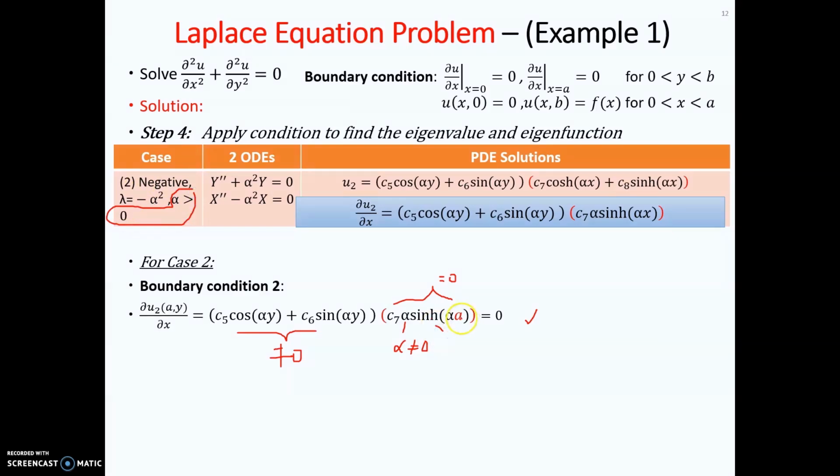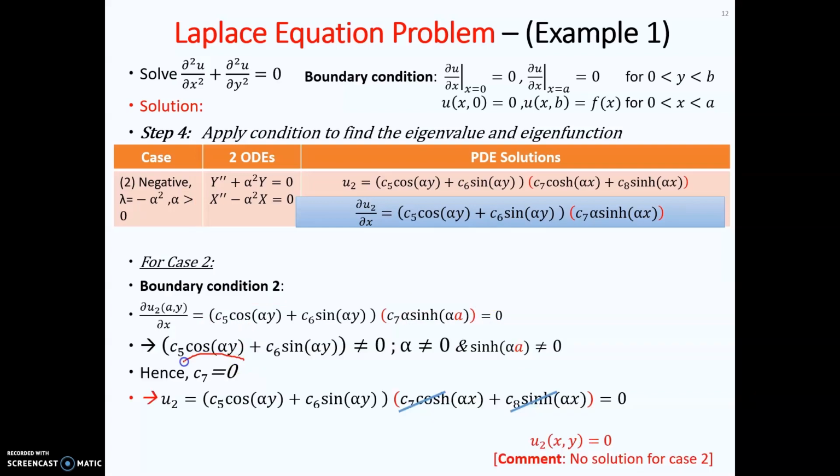Hyperbolic sine alpha a here is not equal to 0 as well, because alpha is greater than 0. a is the length for the x-axis here, so when you multiply alpha with a, it will still be greater than 0. And we know that hyperbolic sine for a positive number will always be greater than 0. It's not equal to 0. So your C7 here must be equal to 0 to make the whole multiplication here equal to 0.